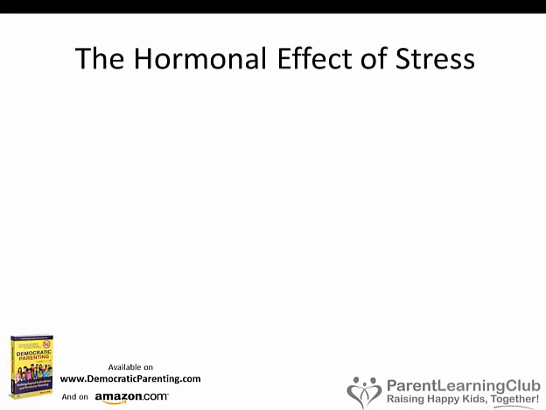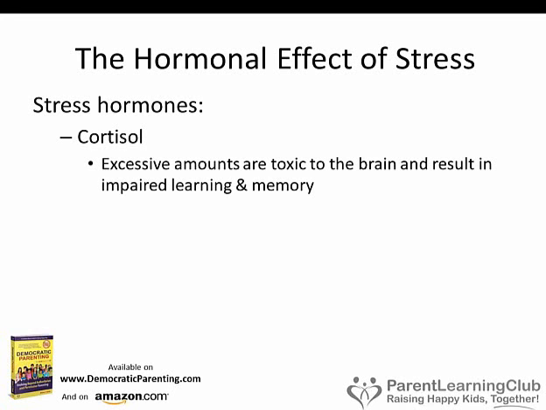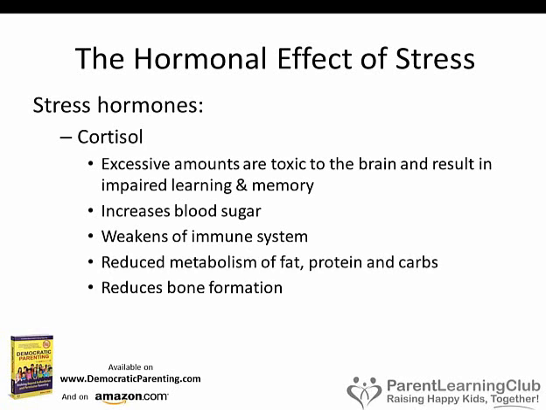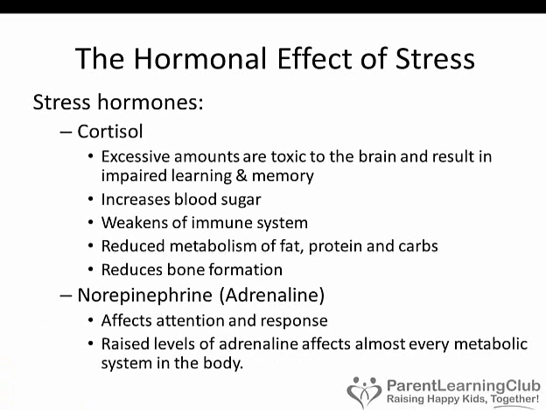So, we can talk about the hormonal effects of stress and how this affects the brain. There are different stress hormones that are released when a child gets stressed. There's cortisol, which affects learning and memory. It even affects blood sugar, the immune system, and it affects the whole health of the body. We also have norepinephrine, adrenaline, which is released during stress. And this also affects attention and response and affects the body in many different ways.